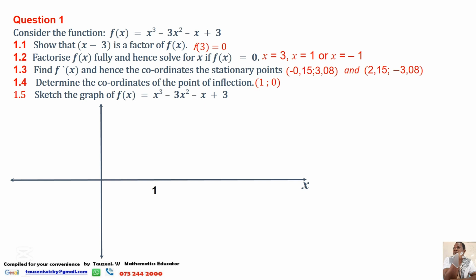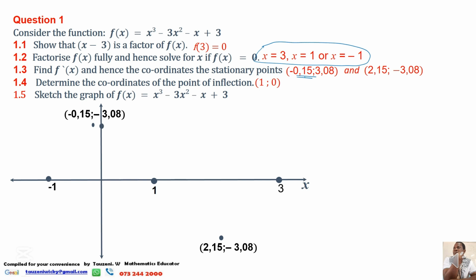Now that we have put together the information we need, we can safely draw the graph. The x-intercepts, we have calculated them in question number 1.2. So let's indicate that one on the graph. X is equal to 3, x is equal to 1, and x is equal to -1. Then we need the turning points. This is the first one here, minus 0,15 and 3.08, and 2,15 and minus 3.08. Those are my 2 turning points.